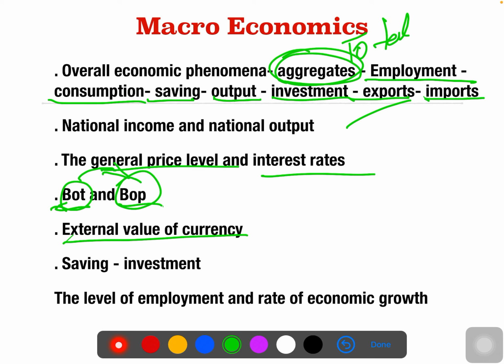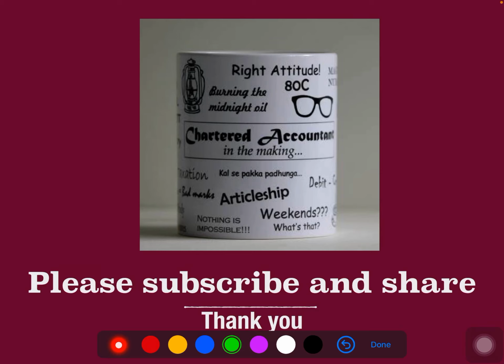External value of a currency: when you are going to exchange your goods with other countries, how much our currency should be exchanged for theirs. It's nothing but currency exchange or foreign exchange, whenever you change your currency to another country's currency, how the rate will be fixed, what the value of that is. And saving, as I just discussed, here also the aggregate saving of the country, aggregate investment, the level of employment we have, and the rate of economic growth. So all these are the study areas of macroeconomics.